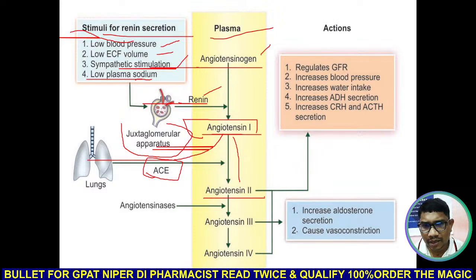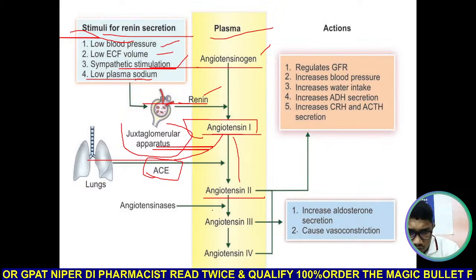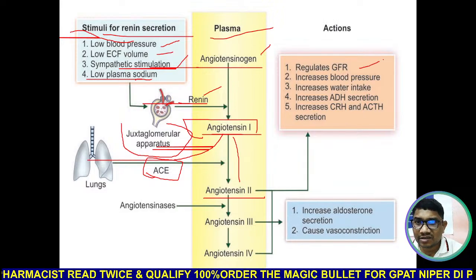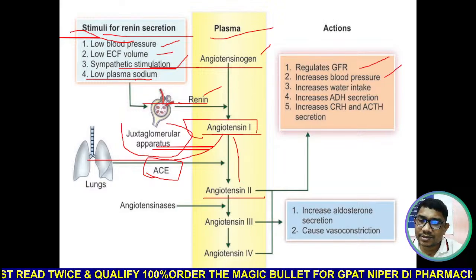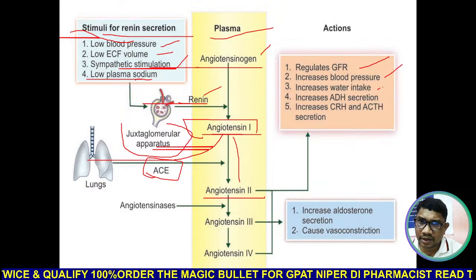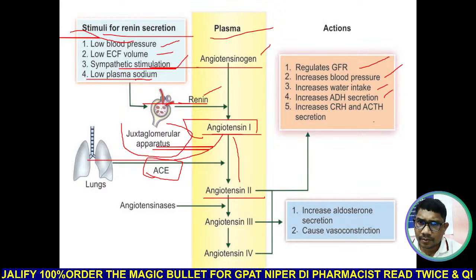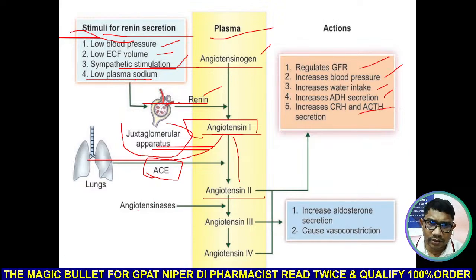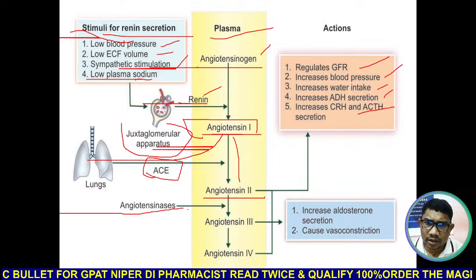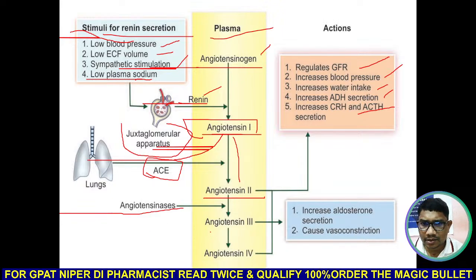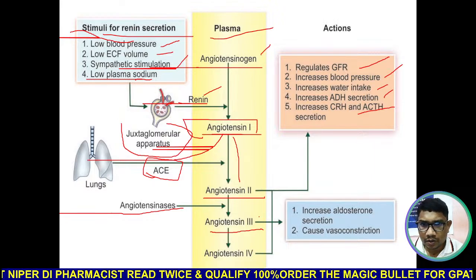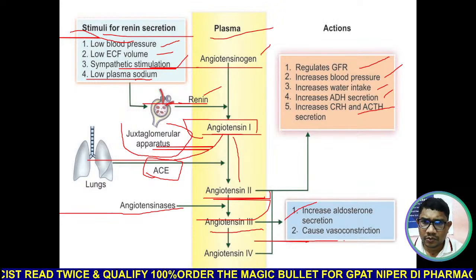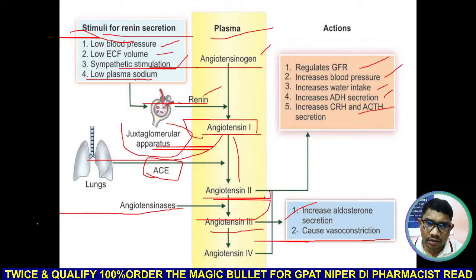Angiotensin 2 is a vasopressor and also stimulates aldosterone. It regulates the glomerular filtration rate, increases blood pressure by increasing peripheral resistance, increases water intake, increases ADH secretion, and increases CRH and ACTH secretion. Angiotensin 2 is converted to angiotensin 3 by angiotensinase. Angiotensin 3 acts like angiotensin 2, increasing aldosterone secretion and causing vasoconstriction. Later, angiotensin 3 is also converted to angiotensin 4.